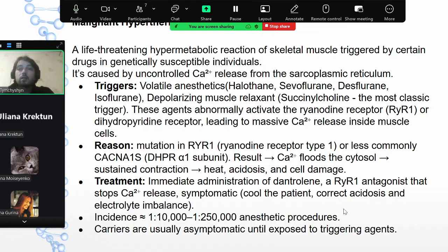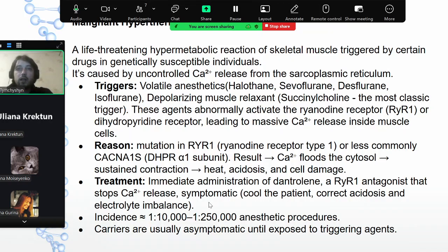Of course there is some sort of treatment. As a treatment, one uses a ryanodine receptor antagonist. So basically you have that outflow of calcium and you are trying to stop it. How do you stop that? You stop it by blocking these channels that release calcium. And some symptomatic measures like cooling the patient are performed.